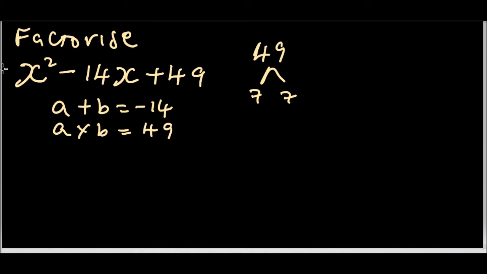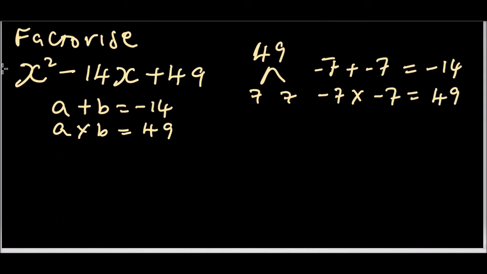So we can check. Because we have a minus 14 here, what if we consider minus 7 and minus 7? Minus 7 plus minus 7 gives us minus 14. Then minus 7 multiplied by minus 7 gives us positive 49. So that is what we are looking for. We now rewrite our expression as x squared minus 7x minus 7x plus 49.